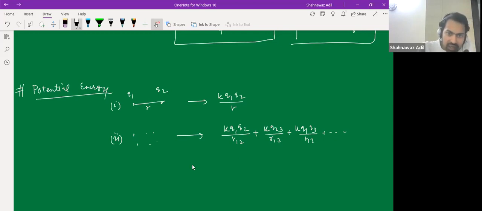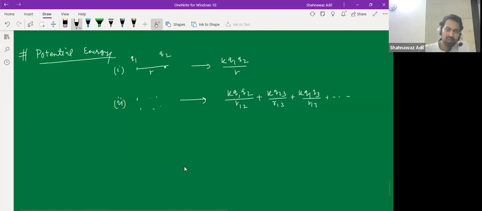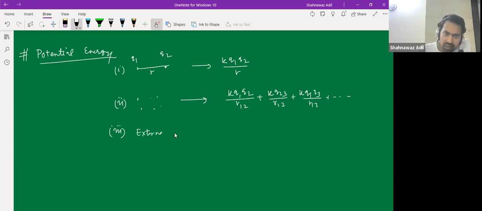And then we talked about the potential energy in the external electric field. So the external electric field due to one charge, this was simply Q into V, right? This was simply that.